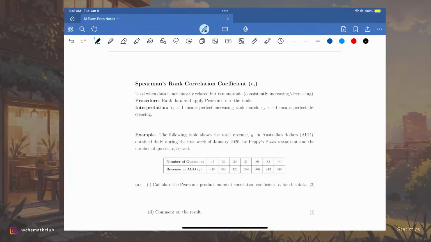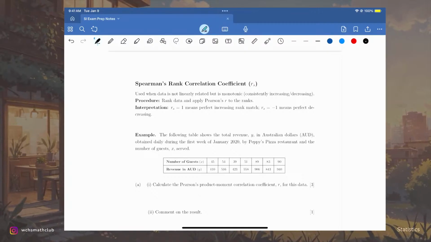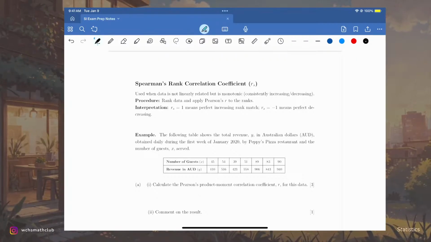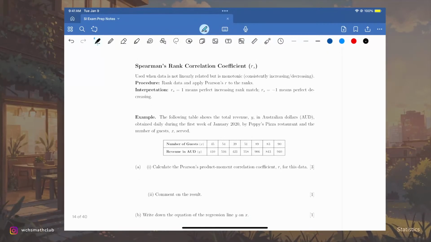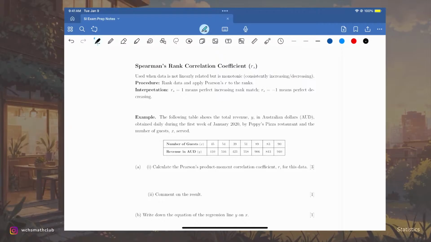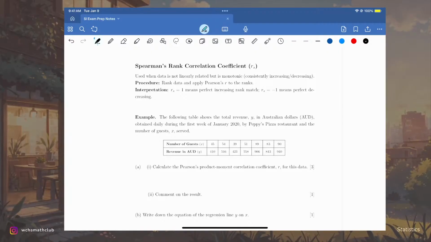The Spearman's rank correlation coefficient doesn't really measure how straight it is. Instead, it measures how consistently it increases or decreases. So what does this mean? It means that you ranked all the data from 1 to the last one in terms of highest to lowest, and you do your Pearson's correlation on that data instead, with a rank of 1 meaning it's always increasing.